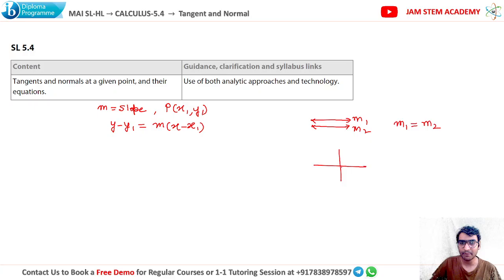But if two lines are perpendicular to each other, meaning they make a 90-degree angle with each other, let's say the slope of one line is m1 and the slope of the other line is m2, then the product of their slopes must be equal to -1. Now, let's talk about how to find the equation of tangent and normal line at a given point.